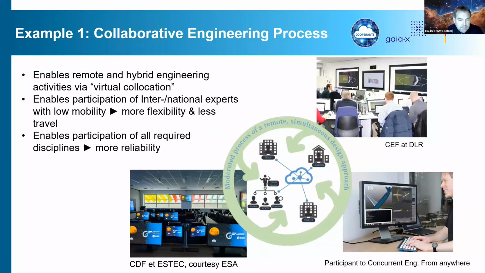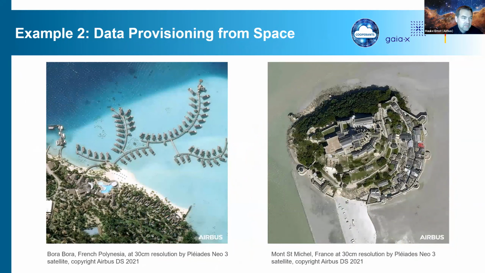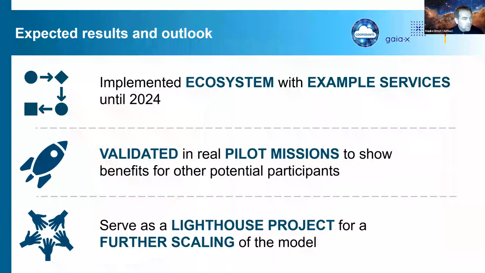For our project, we are mainly dealing with collaborative engineering, where remote teams can work together on models, a kind of digital twin of the spacecraft. But there's also, as I said, the perspective to incorporate the data provisioning from the spacecraft into these ecosystems. Here I have two examples from the Pleiades Neo mission, where we have imagery from satellites at 30 centimeters resolution. Obviously, a new way to promote this kind of data would also be through GAIA-X ecosystems, data spaces and marketplaces. Okay, coming to the end, I guess my time is already over.